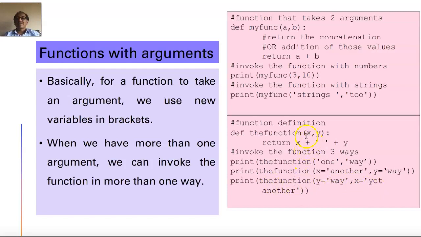That means the arguments which we give, they can be used in any way we like. Either we can assign values without calling them, or we can call them and assign values, and we can call them in a different order and assign values. Right? There are three ways we can invoke when we have multiple arguments in a function.